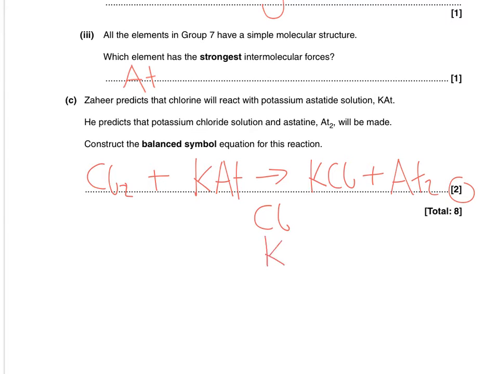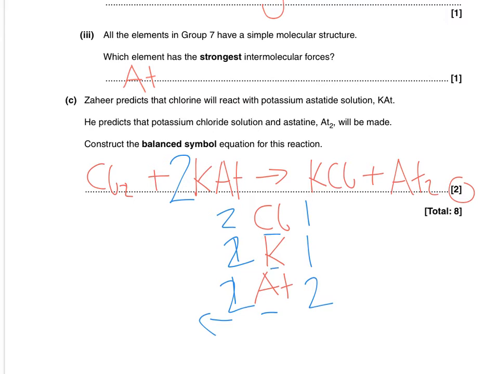So we've got 2 chlorines over here, we've got 1 potassium, and we've got 1 astatine. On this side we've got 1 chlorine, 1 potassium, and 2 astatines. So obviously we've got a bit of an issue with balancing here. So what we need to do is we need to increase our astatine on this side. So we put a nice big 2 in front of this. So now we count them up again. We can see that we've got 2 potassiums, 2 astatines. So, oh dear, we're still not balanced.